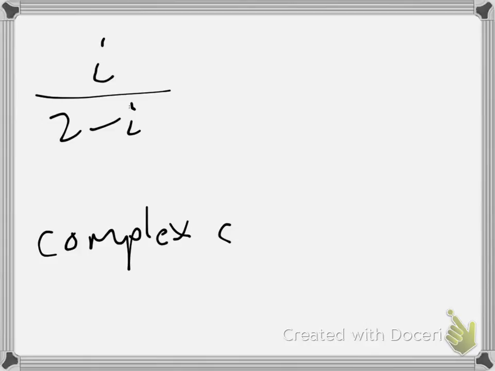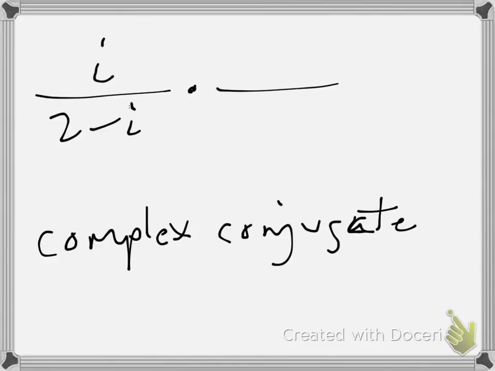Okay, what happens if you get a situation where you have a fraction and then you get something like 2 minus i on the bottom? Well, what you're going to do is multiply by something called the complex conjugate. We're going to multiply the top and the bottom by the opposite of 2 minus i. The complex conjugate of 2 minus i is 2 plus i.